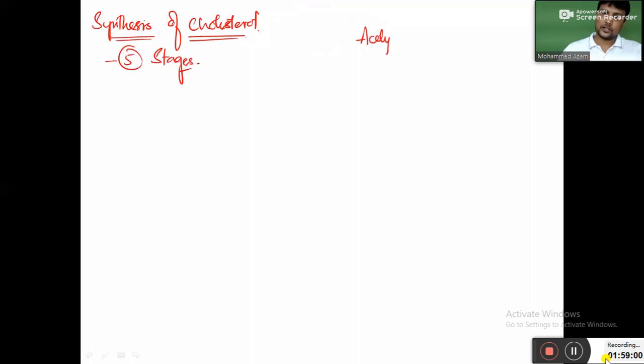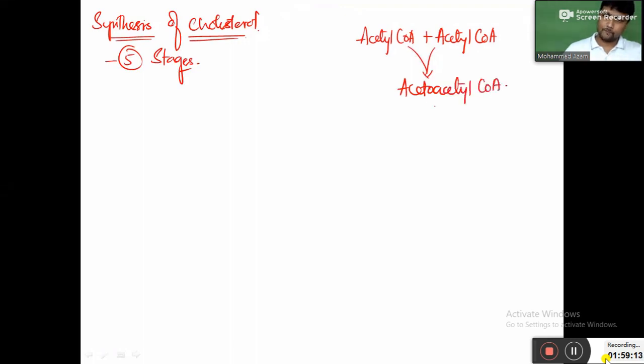The first reaction: acetyl-CoA combines along with one more molecule of acetyl-CoA, and these two will combine to form acetoacetyl-CoA. This will combine with one more molecule of acetyl-CoA, and this is going to form HMG-CoA. So acetyl-CoA combines with one more molecule of acetyl-CoA to form acetoacetyl-CoA, and that will combine with one more molecule of acetyl-CoA to form HMG-CoA.